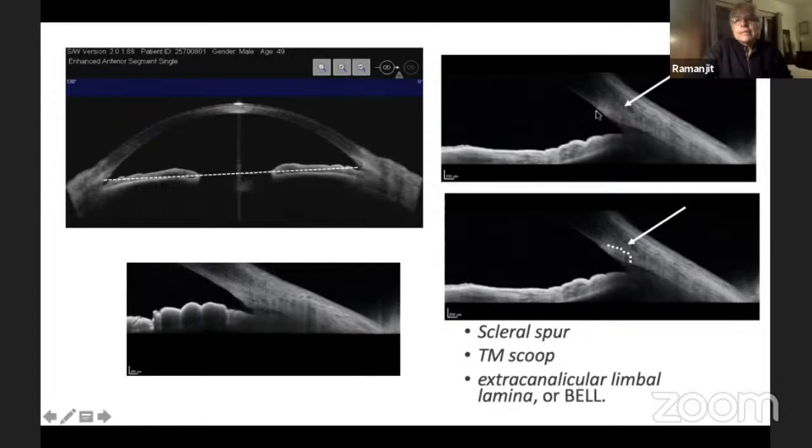Now, if you look at these images, these are nice and open. On the other hand, you can see this is a much narrower image, but again, you can see the entire trabecular meshwork shown to us in great detail in these high definition images that are now available.